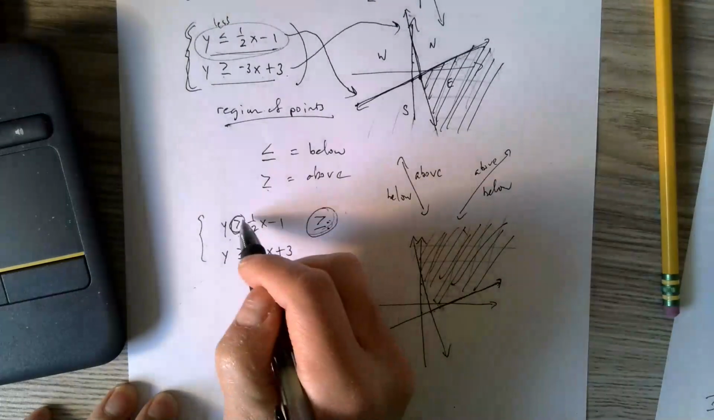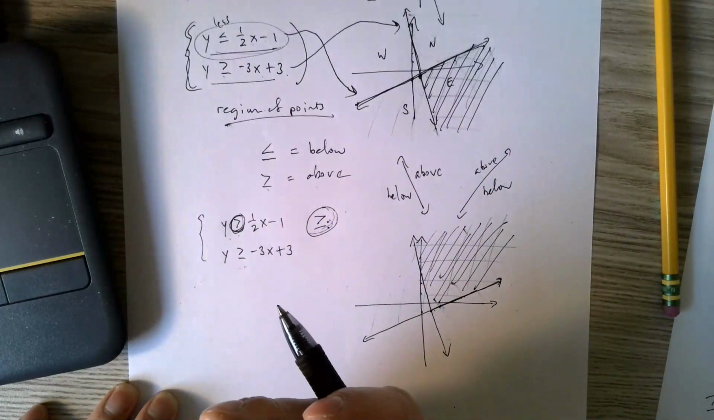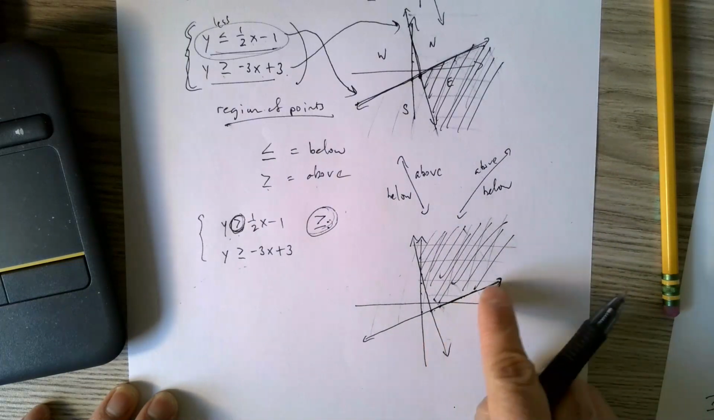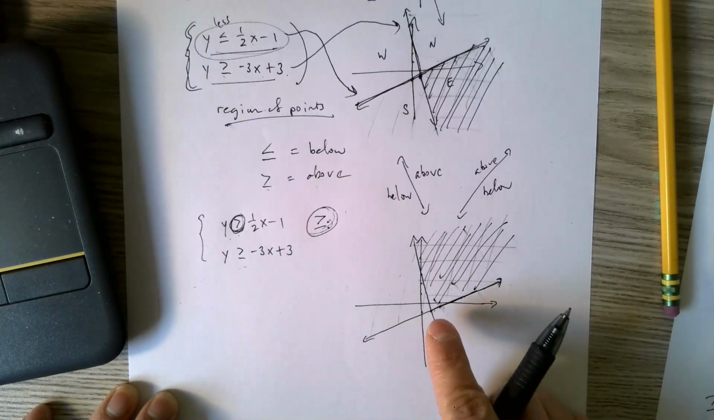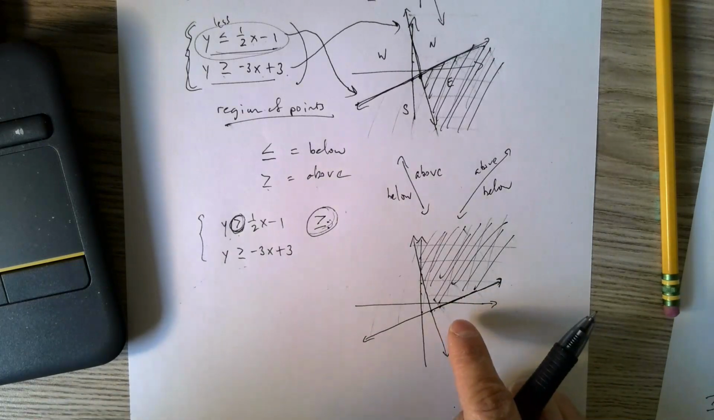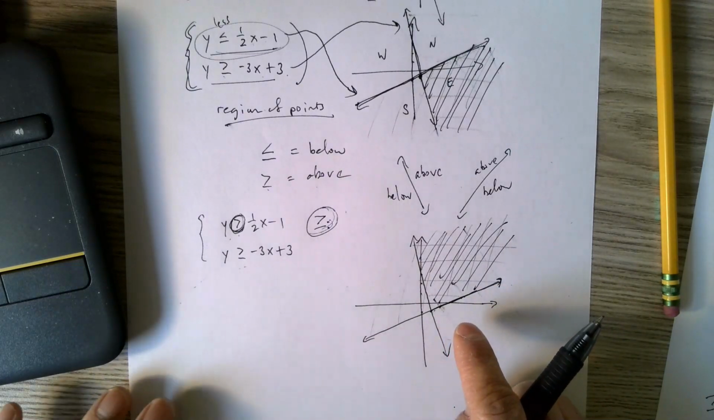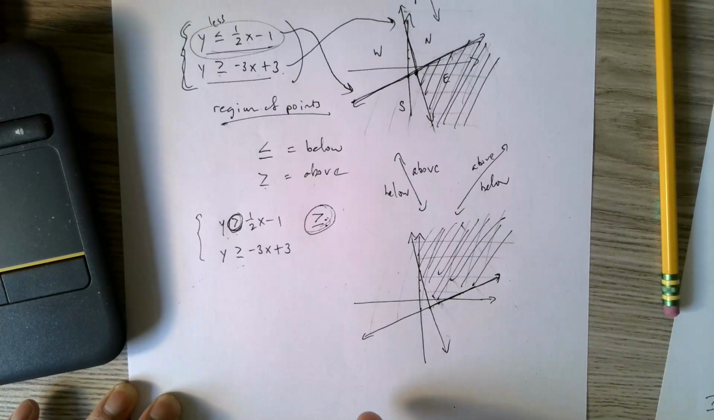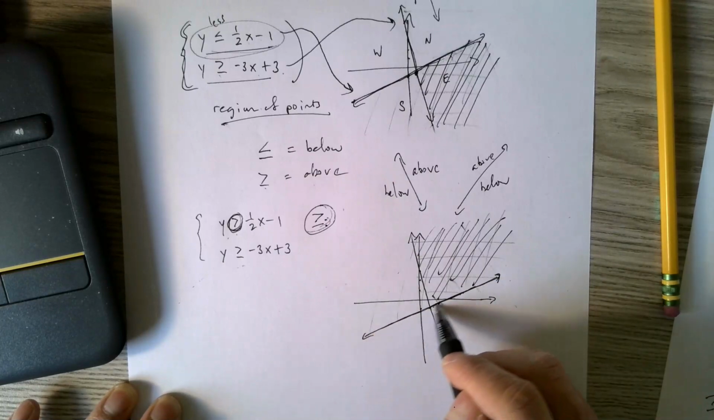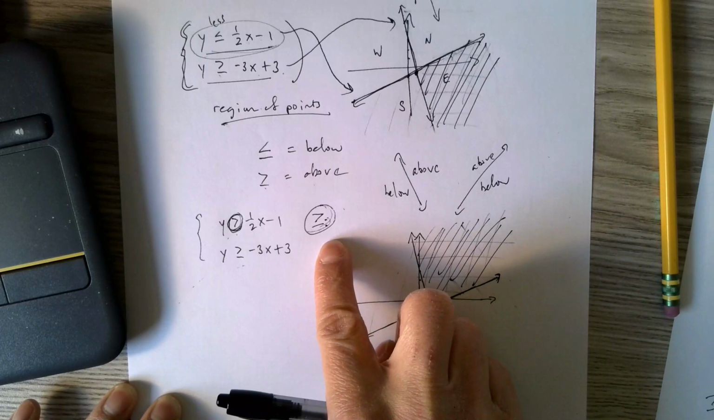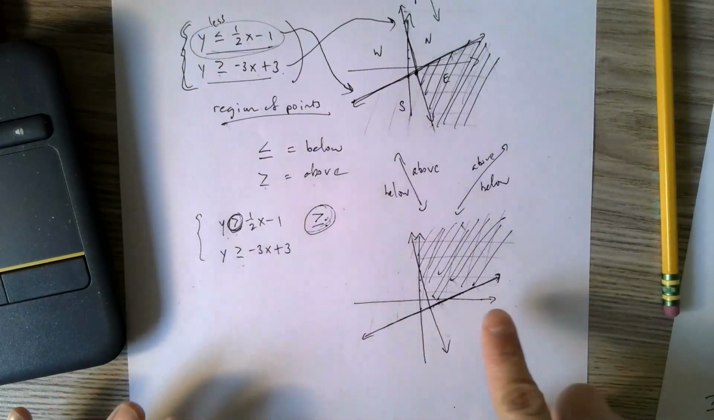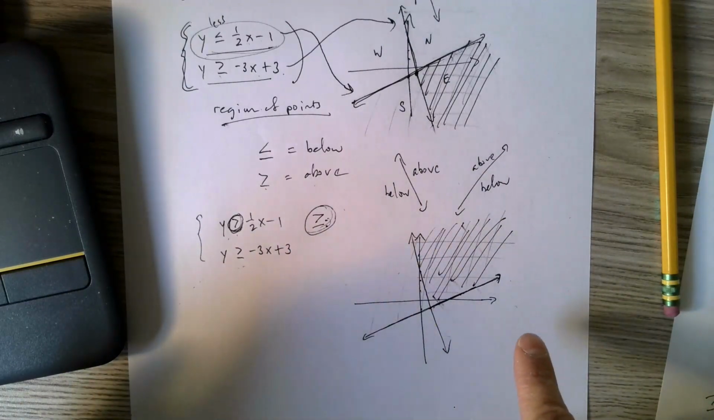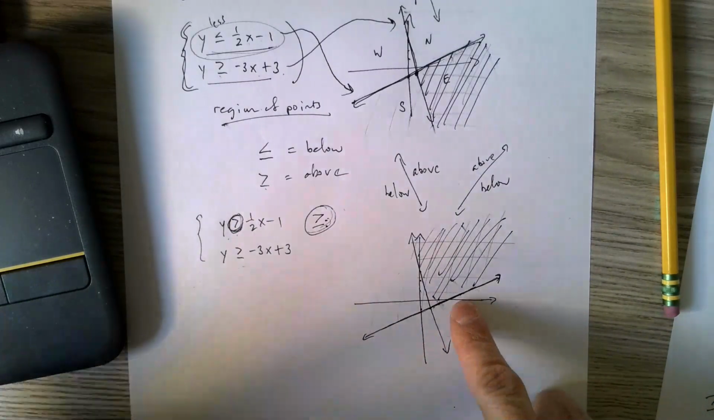However, when the inequality just says greater than, that means I want all the points above the line, but not the points that are on the line. So I need a way to communicate to the reader that in the graph, I am not including the points on the line. If I draw the line like this for greater than or equal to, then I need to find a different way to draw the line for greater than. Otherwise, it will be unclear. It'll be ambiguous to the reader if I'm including the points on the line or not.